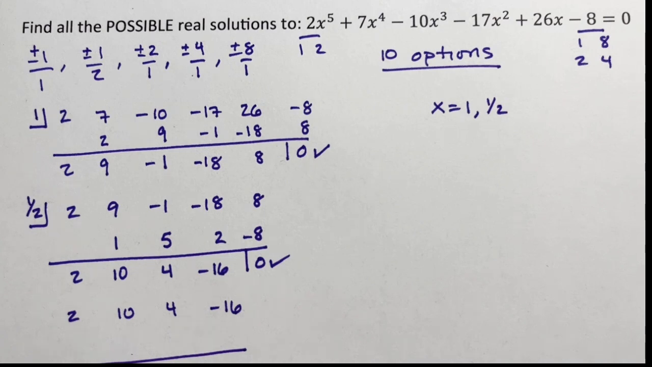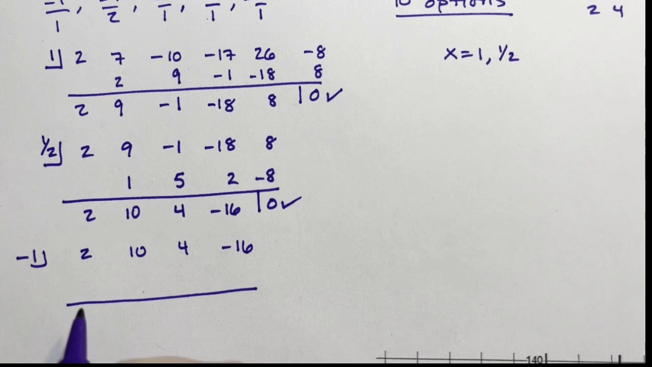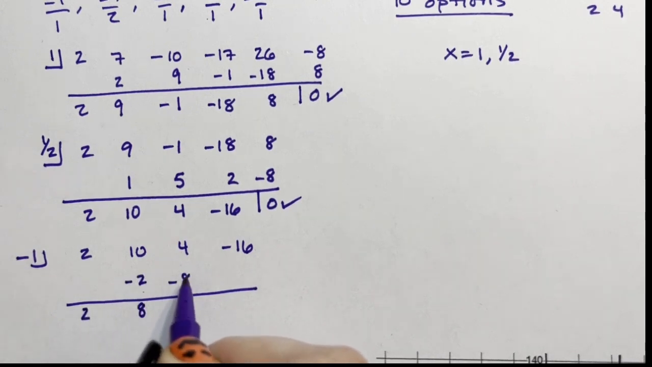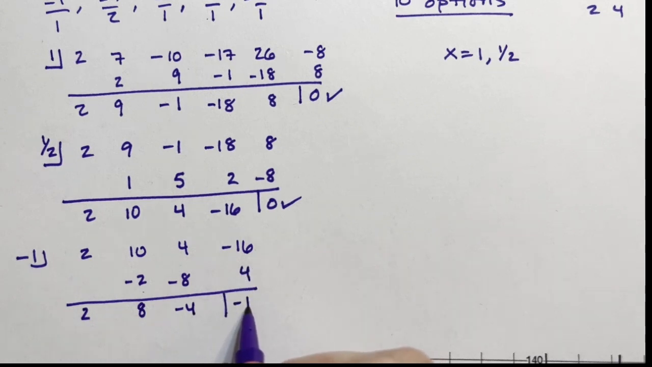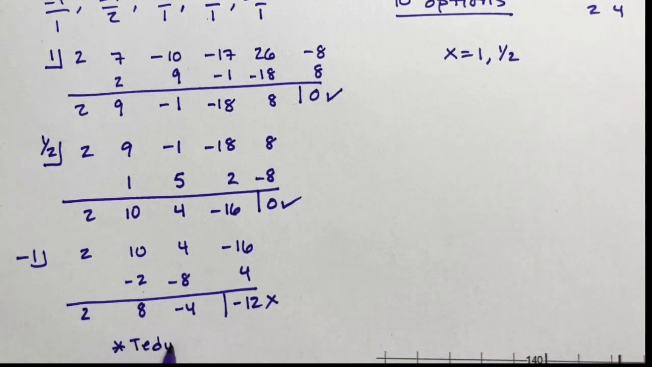What about negative 1? Negative 2, 8, negative 8, negative 4, 4, negative 12. Negative 1 is not a 0. This is getting kind of tedious, right?